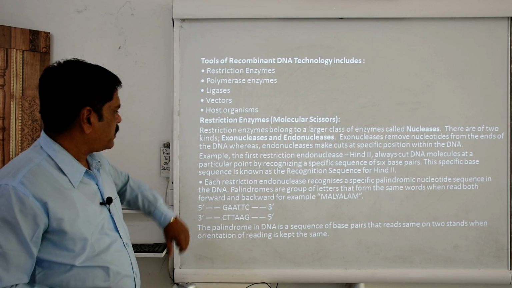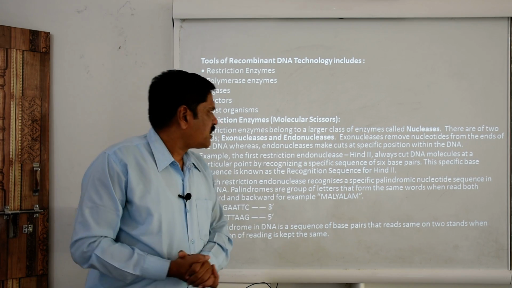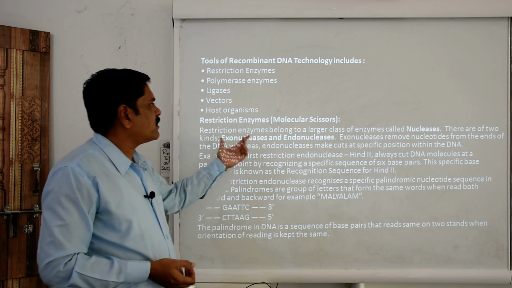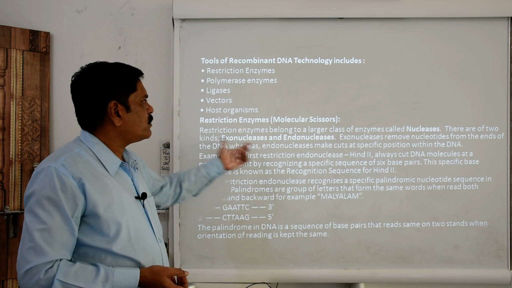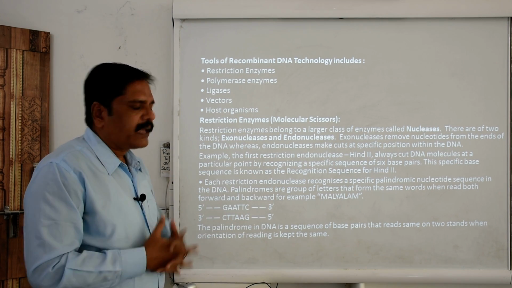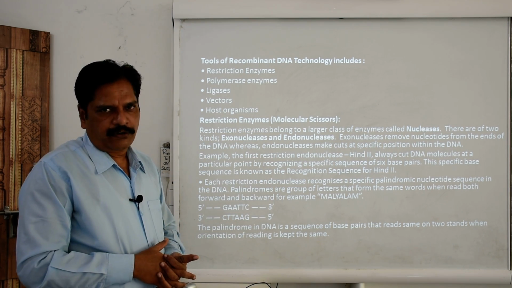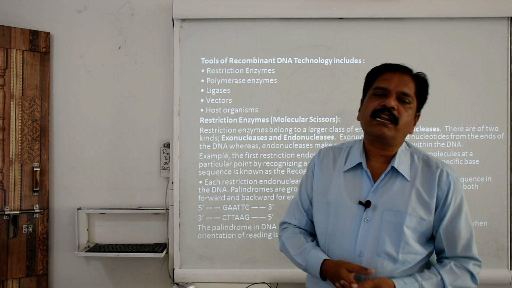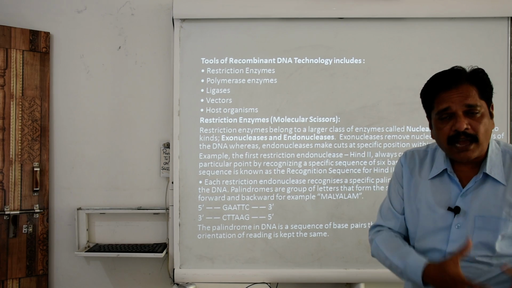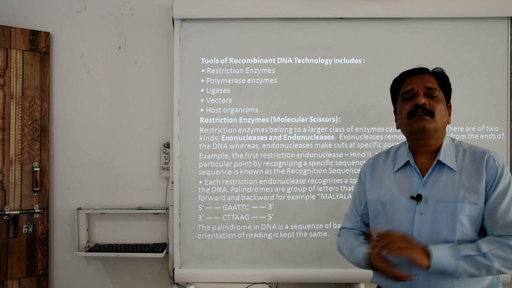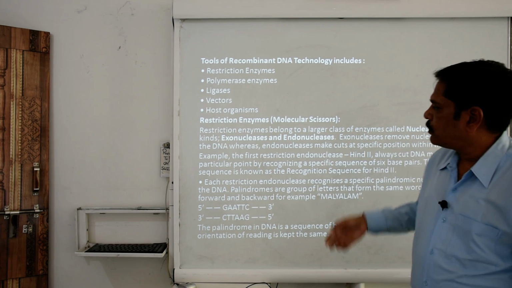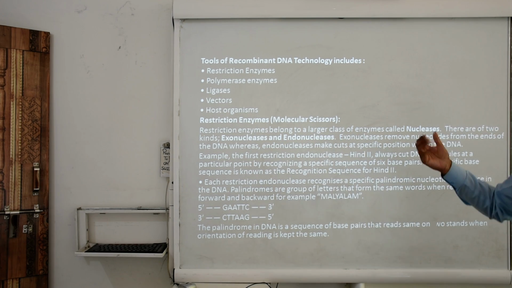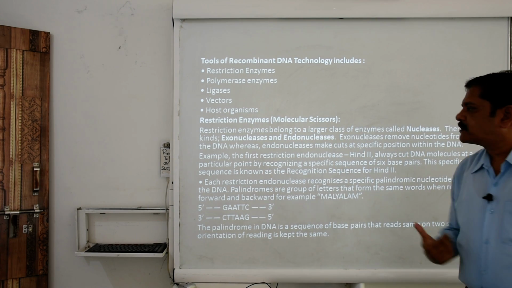Okay, so one by one we are taking these. The restriction enzymes are the molecular scissors. As I told you, there are two types, the exonucleases and the endonucleases, which are basically used to cut the desired DNA segment or the plasmid. The exonuclease cuts from the external surface and the endonuclease from the inner point.